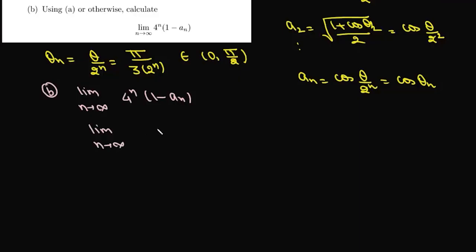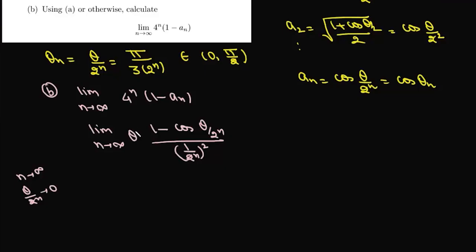n tends to infinity. Now first we are going to write 1 minus an, which is 1 minus cos(theta upon 2 to the power n), divided by, and we can write this as 1 upon 4 to the power n, which is actually 1 upon (2 to the power n) whole square. Now as n tends to infinity, theta upon 2 to the power n tends to 0.